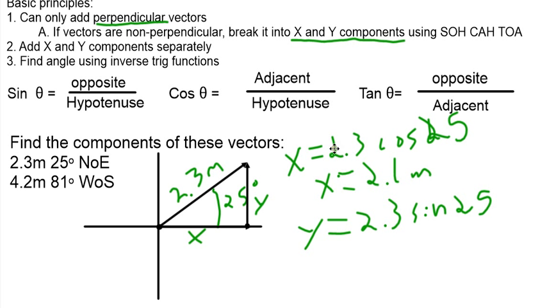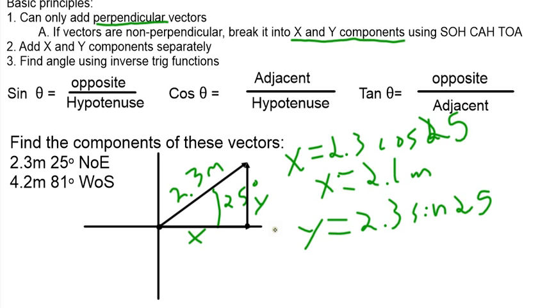And also, I forgot to mention why these are written out the way they are. In this case, actually, let me show you with the y now. So the y is equal to 2.3 sine of 25. This came from this function over here. Sine of theta is equal to opposite over hypotenuse.